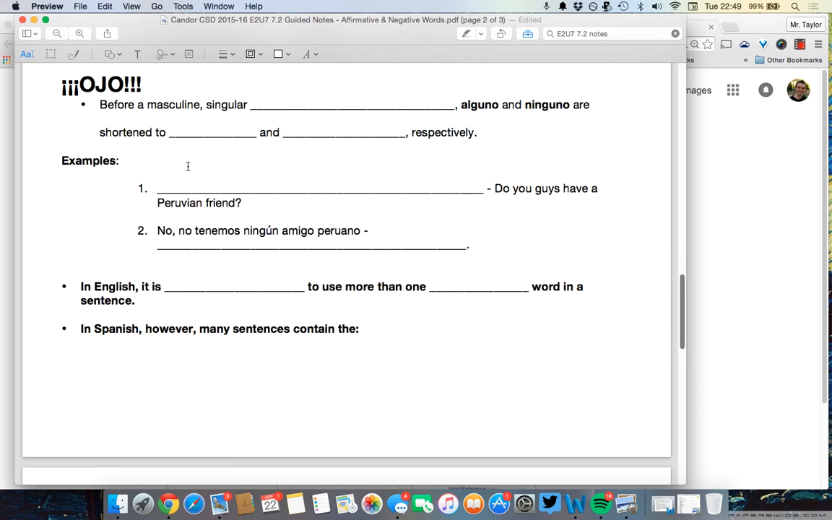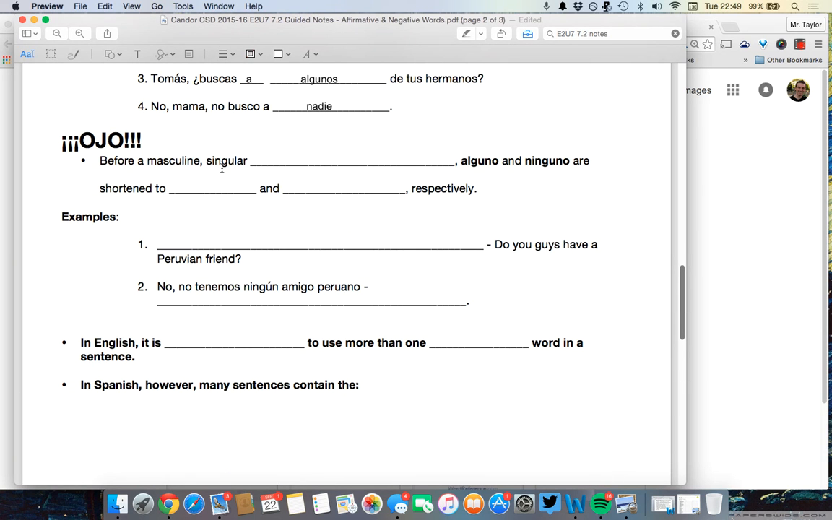All right. So, ojo, open your eyes. Be careful about this, right? Before masculine singular noun, okay, person, place, thing, idea, alguno and ninguno are shortened to algún with an accent over the U and ningún, respectively. And that's before anything that is a masculine singular noun, like el chico, like there's some boy over there, hay algún chico. But if it's a chica, you're not going to shorten it like this. You're just going to say alguna chica.